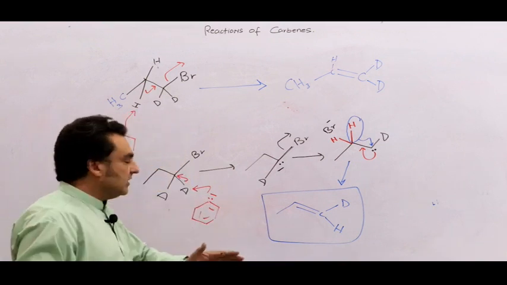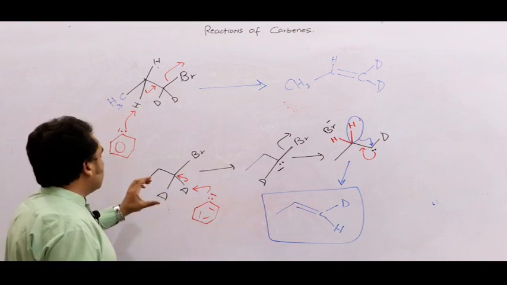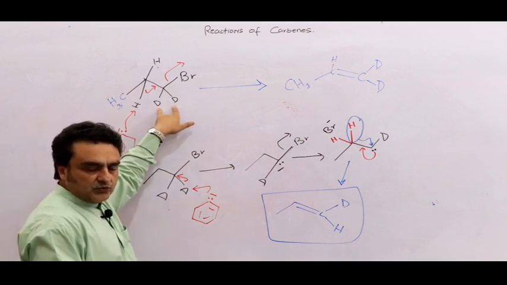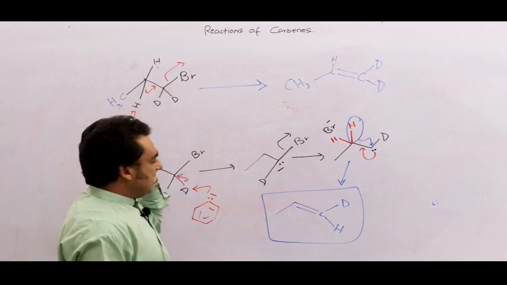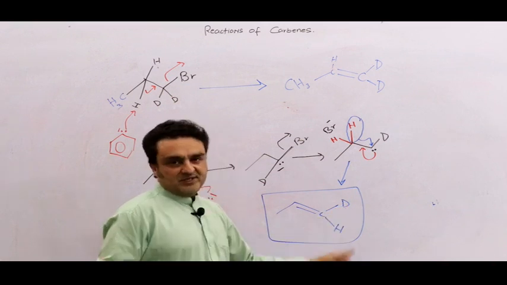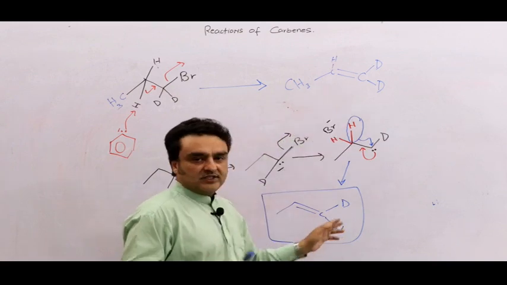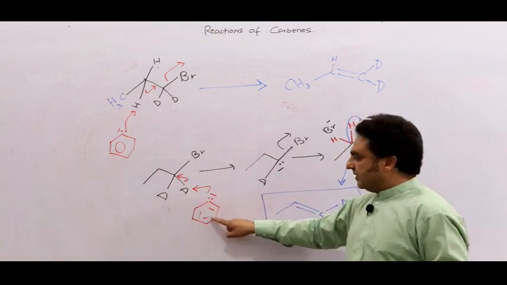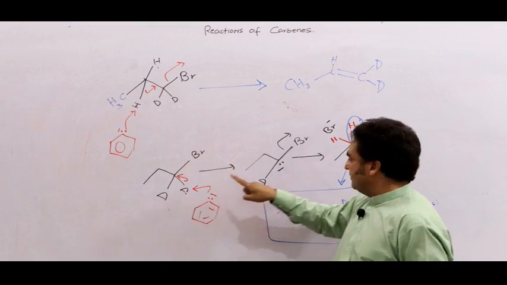So what they were proposing was correct, and they proved it experimentally by taking a molecule which has two deuterium instead of two hydrogen on the carbon to which the bromine was attached. And when they checked, the product had one deuterium in it. This has two deuterium here on the terminal carbon, this has one. So this can only be formed when this deuterium is attacked by a base, strong base, phenyl lithium.